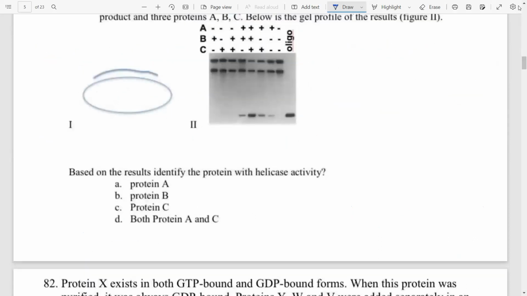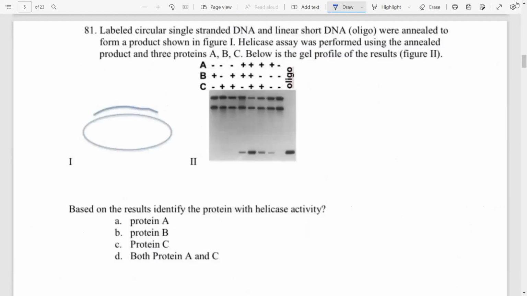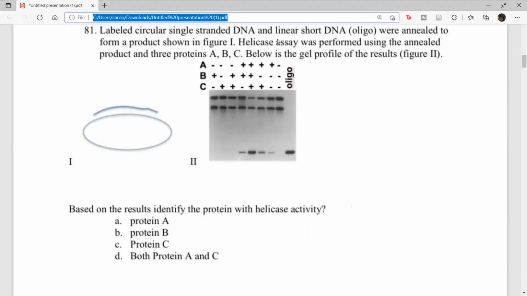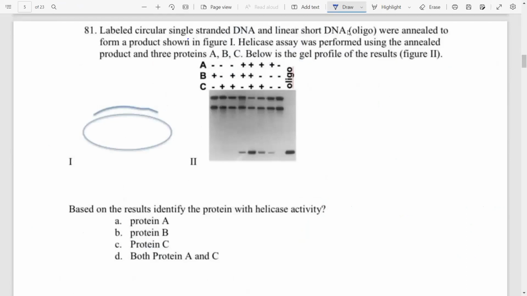Moving on to some of the technique related questions. So this one says a labeled circular single-stranded DNA and a linear short DNA were annealed to form a product that is shown in one. So this is your single-stranded circular DNA, and this one is your oligo, that is a short piece of DNA. They were annealed as shown over here, so there must have been some complementarity, and therefore there is hydrogen bonding between these two.